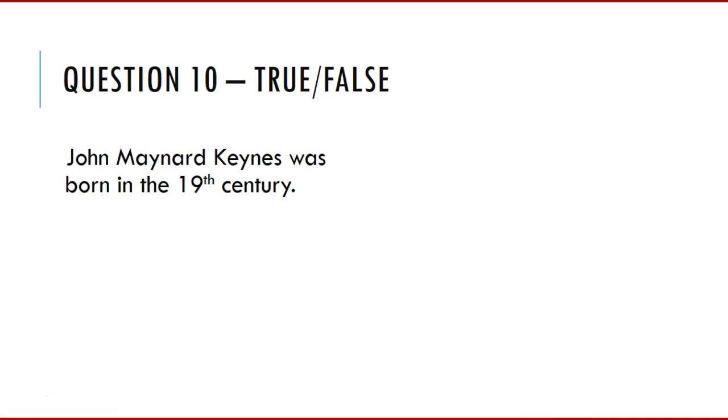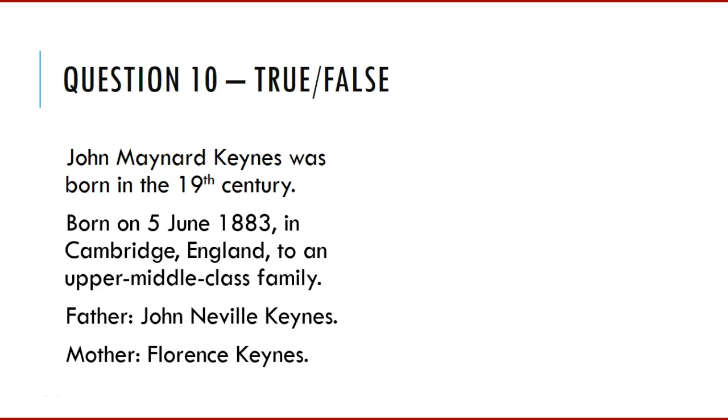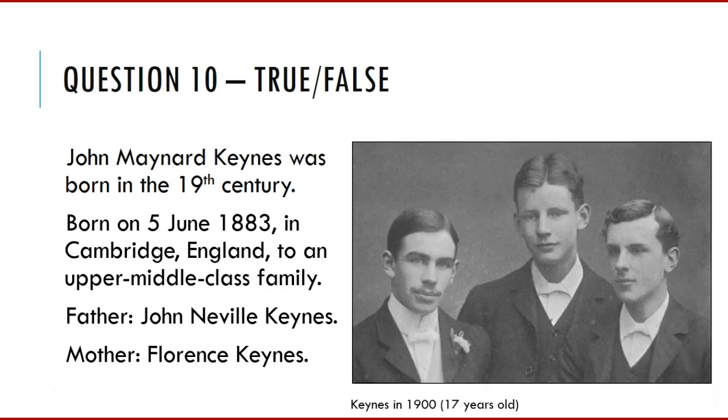Question 10, true false. John Maynard Keynes was born in the 19th century. A Google search will solve this problem for you. Keynes was born on the 5th of June in 1883. There's a picture of Keynes. Well, that's him on the left there. In 1900, at 17 years old. So, if he wasn't born in the 19th century, somehow he's acquired the powers of time travel. Anyway, so it's true. He was born in the 19th century.